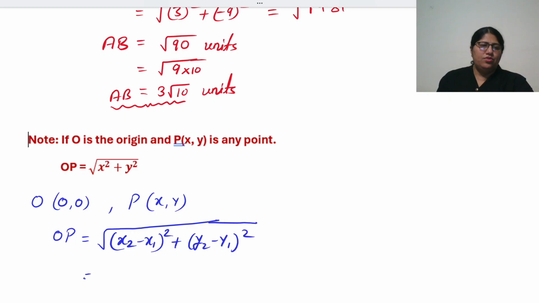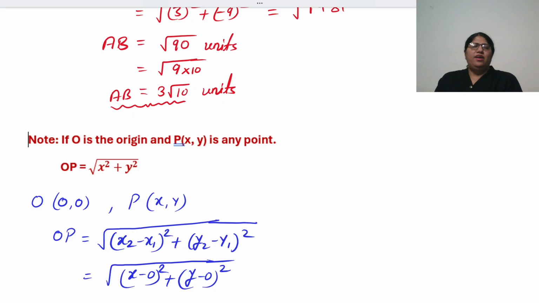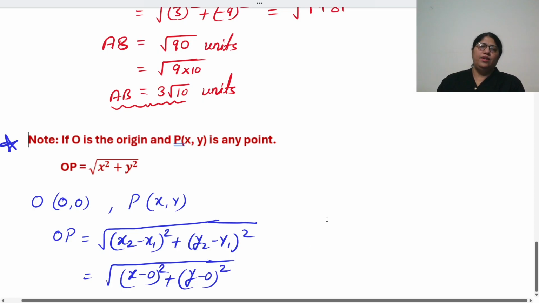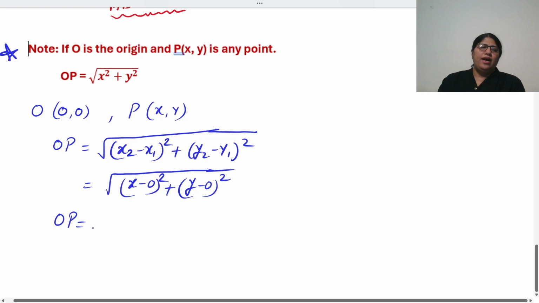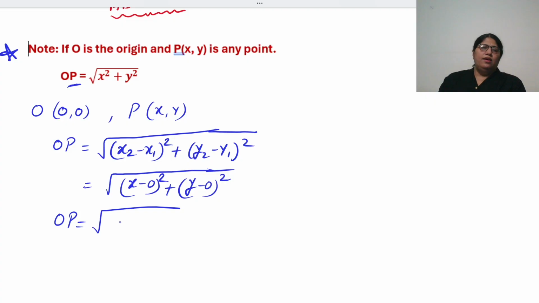Now, if I substitute the values, what is x2 here? X minus 0 whole square plus y minus 0 whole square. Because every time your one pair is going to be 0, 0, so that is not going to impact your length. So what can I write down here? Your new formula, either directly use it or you use the distance formula only. So which formula can I use? Whatever the coordinates are of P, you just take those values, x square plus y square. So you can find out here this.